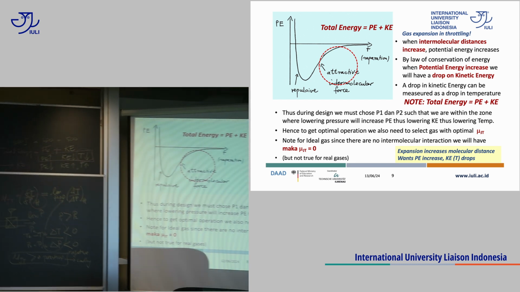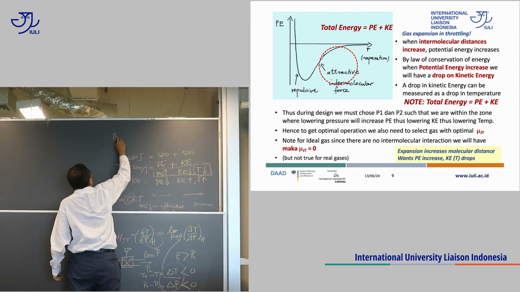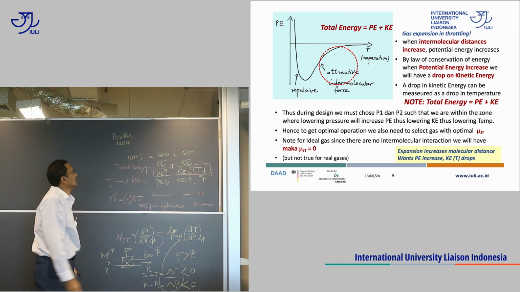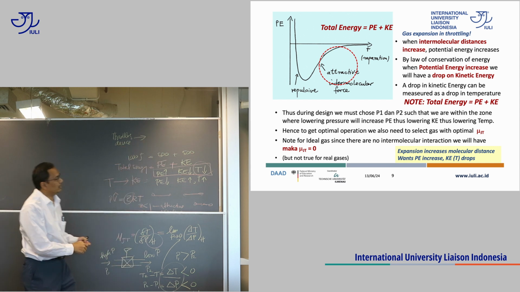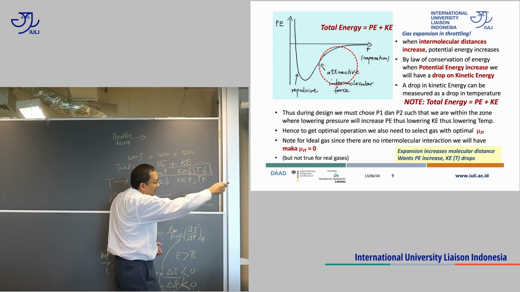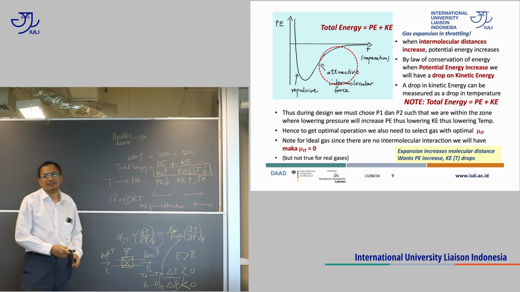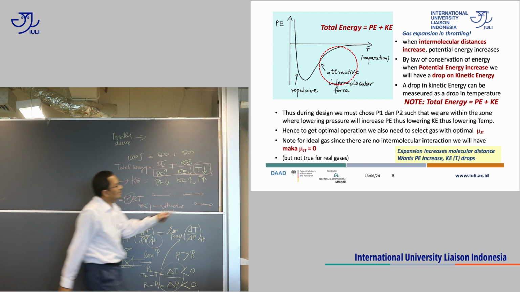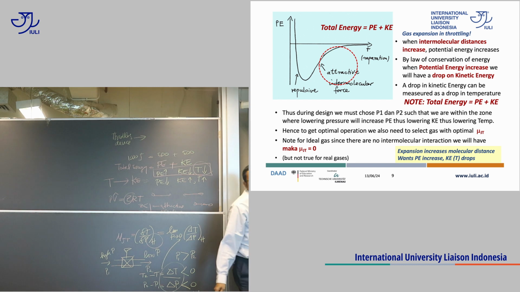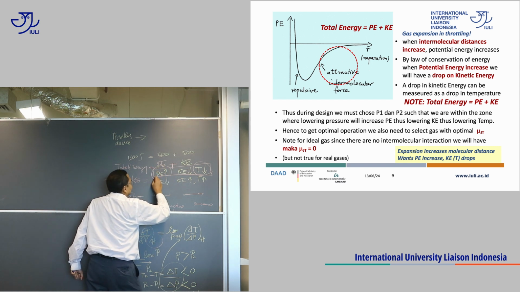So let's go back to this and see which case we have. In a throttling device, we move to the right side. And let's say we are in the attractive zone. If we move to the right, what happens to the potential energy? Increase or decrease? Are you sure? From left to right? No, it's increasing, right? So potential energy is increasing.